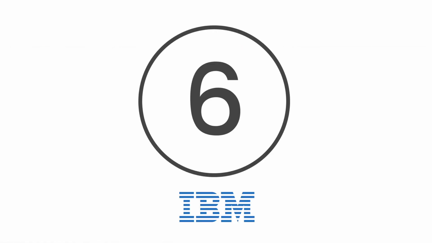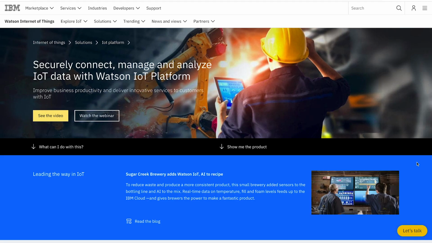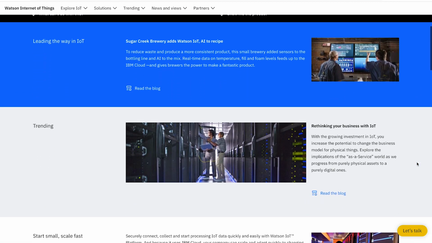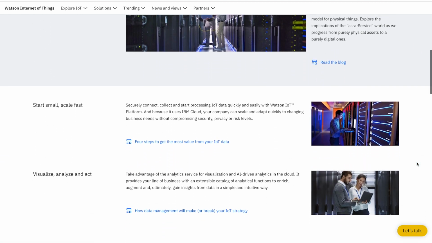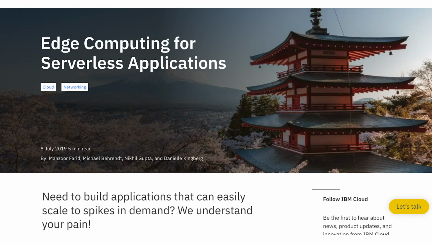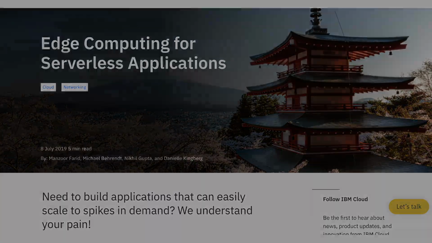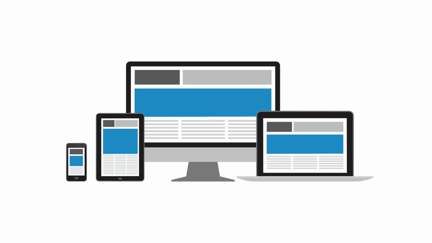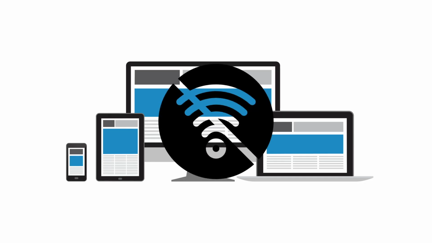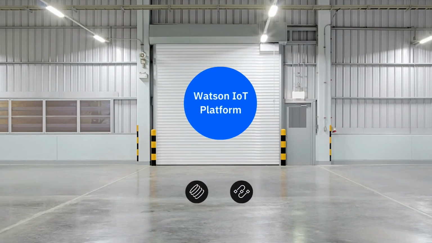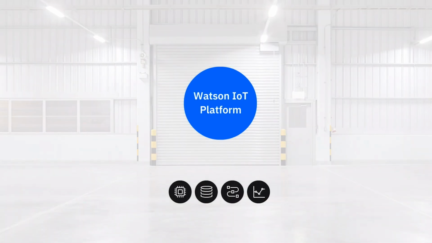At number 6 is IBM. These days, IBM is synonymous with digital transformation, given their expertise in virtually every aspect of it. Currently, their research scientists are developing their own peer-to-peer mesh networking technology that allows mobile devices to connect using no Wi-Fi or cellular technology. This can be combined with Watson IoT platform for an even better experience.